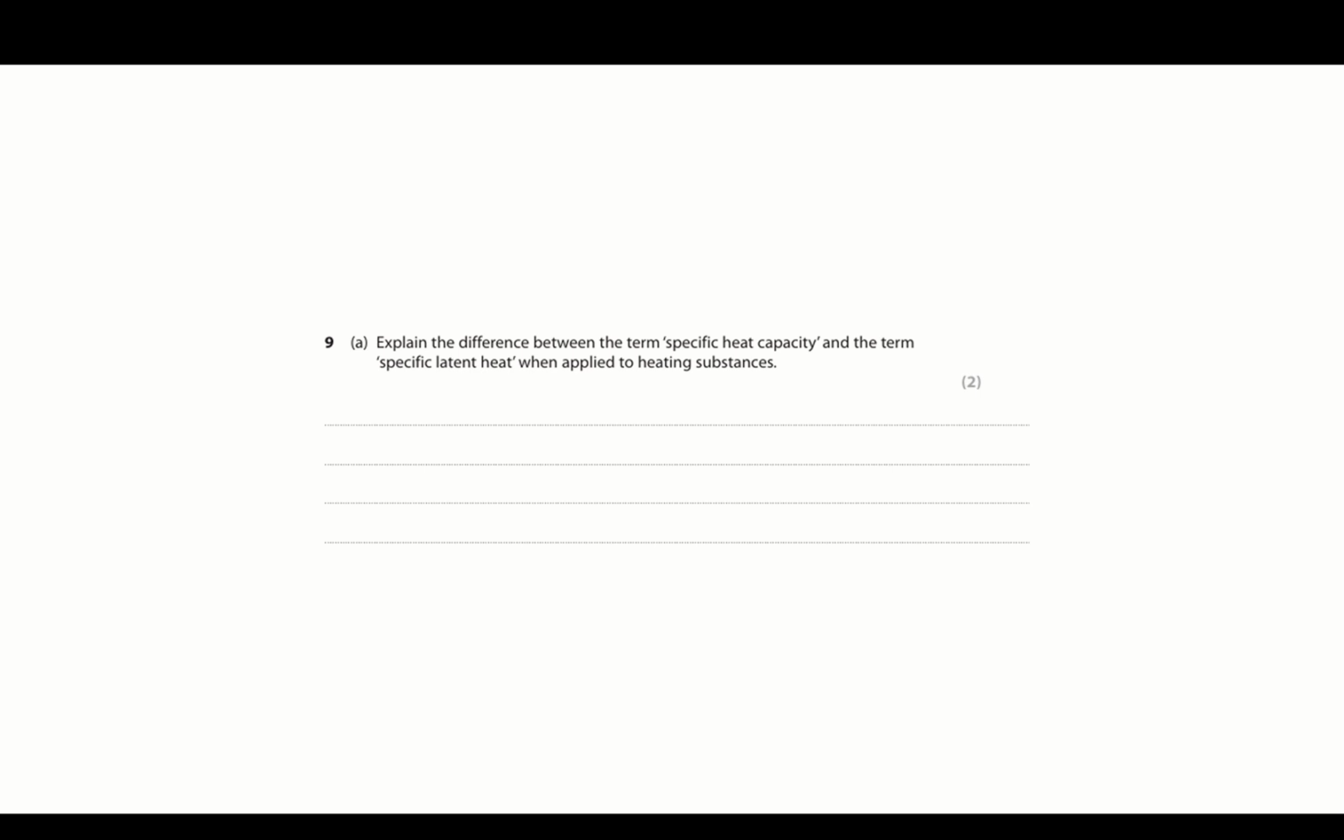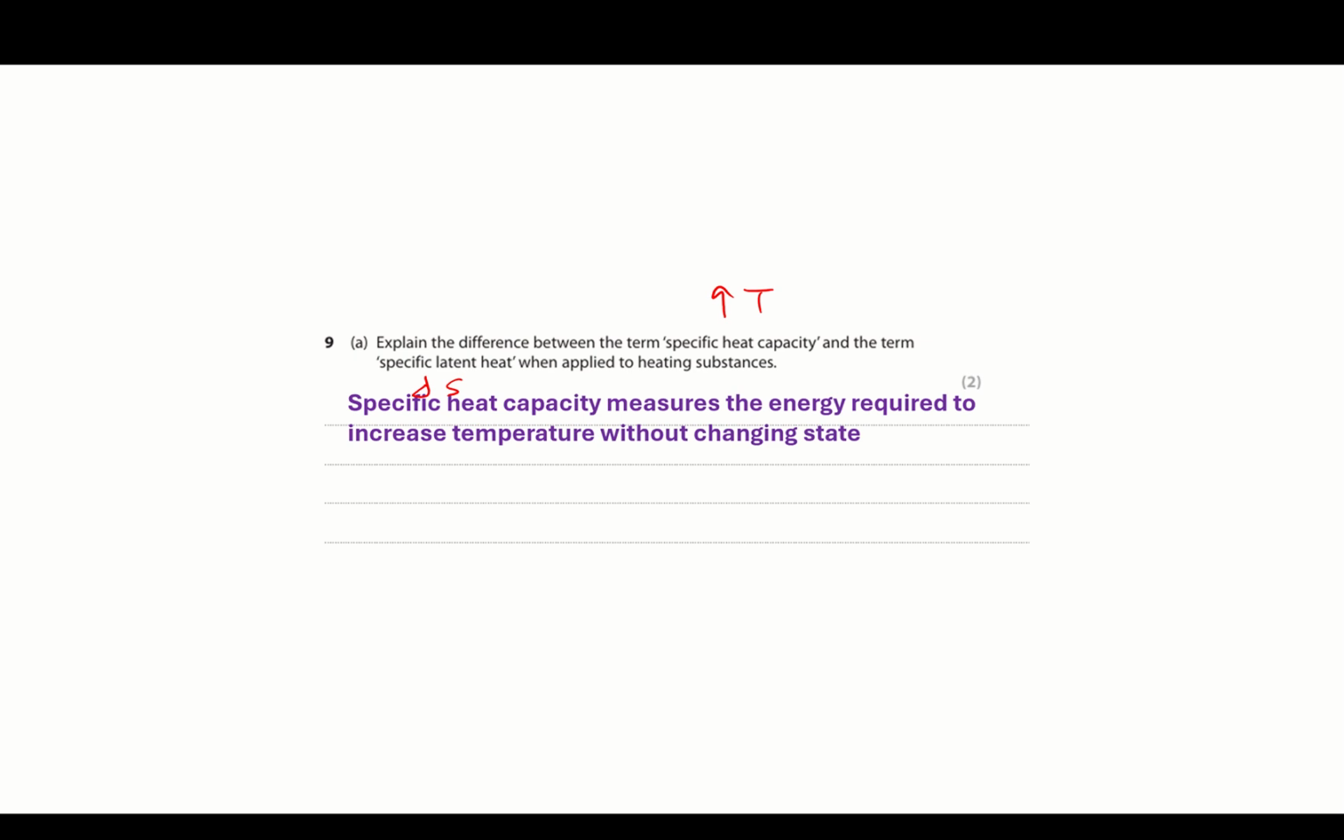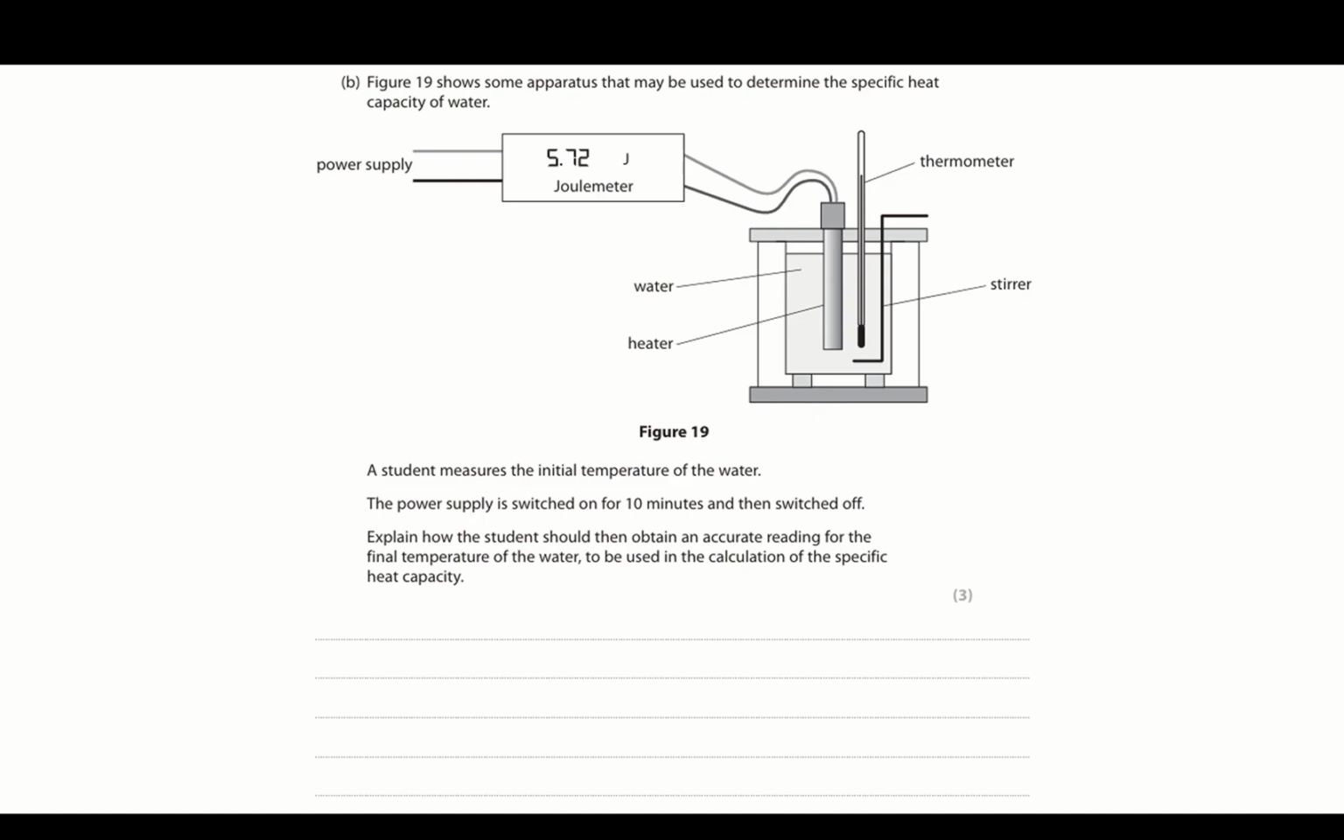Okay, question 9. Explain the difference between specific heat capacity, so that's increase in temperature, and specific latent heat, that's changing state. So now turn that into sentences. Specific heat capacity measures the energy required to increase temperature without changing state. And then the other one is changing state without changing temperature. Specific latent heat measures the energy required to change state without a temperature change.